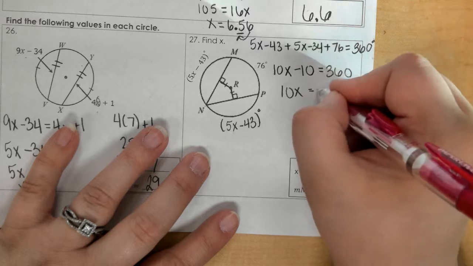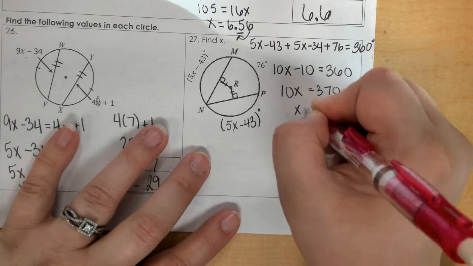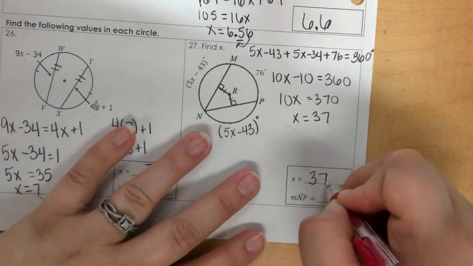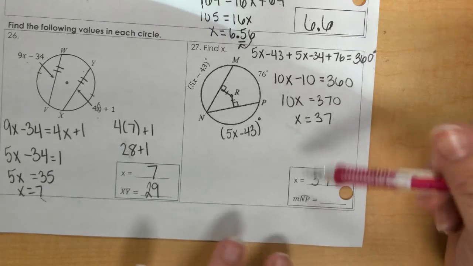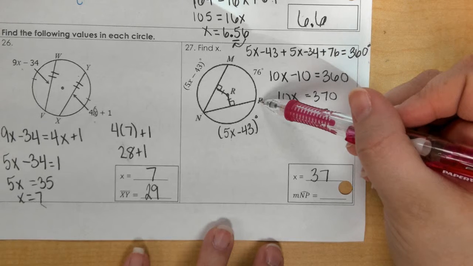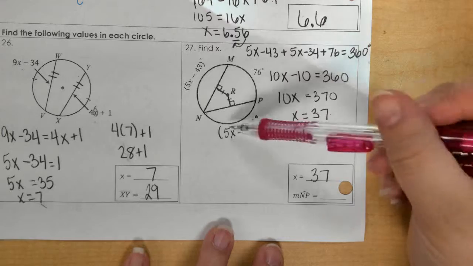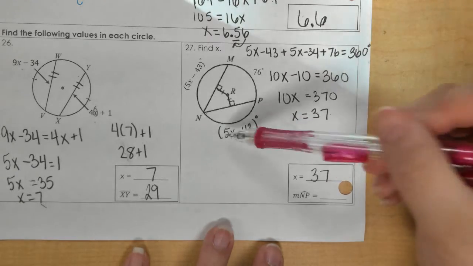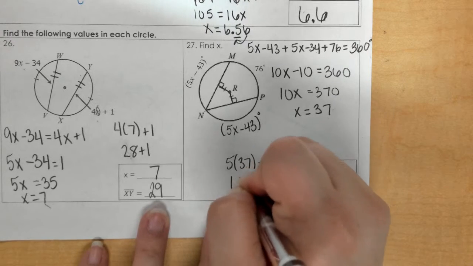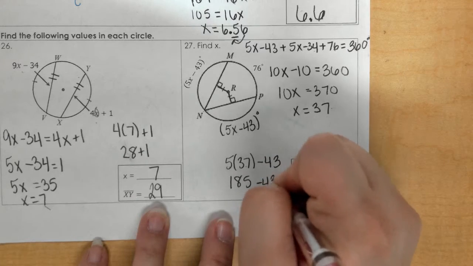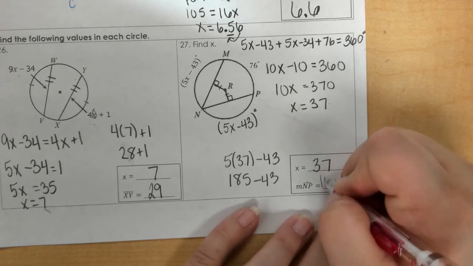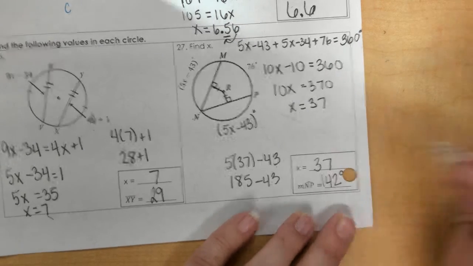So I can add my 10 over and get 370. Divide by 10 and get 37. All right, so we know that x is 37. Then it says, find the measure of arc NP. All right, so I would take 37, I'd plug it in for x. And if I multiply, I get 185. And if I subtract that, we get 142 degrees.